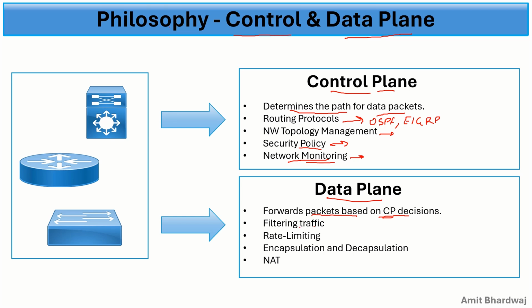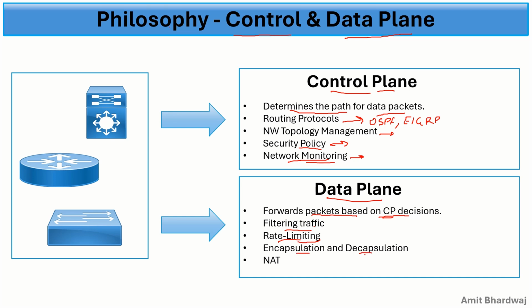Next is the filtering of the traffic. Packet filtering includes blocking or allowing the traffic based upon the security policies which have been implemented. Next, the rate limiting. Rate limiting is about, for example, enforcing bandwidth limits, QoS and related things. Everything is part of the rate limiting function of the data plane.